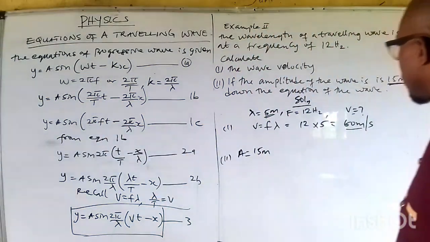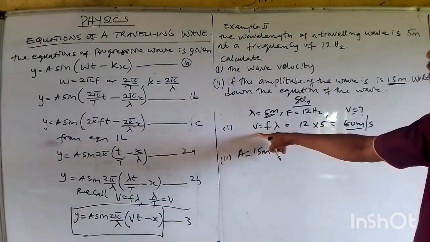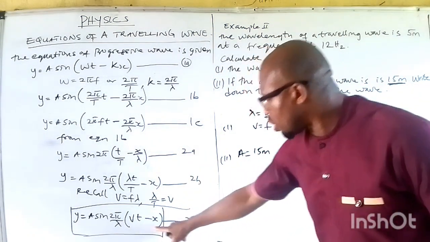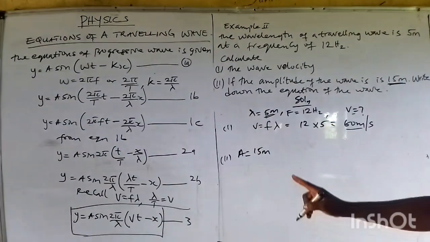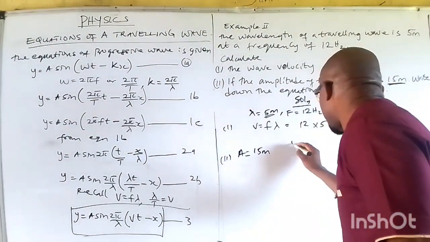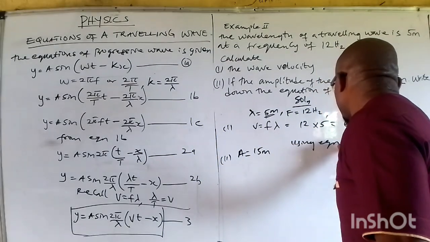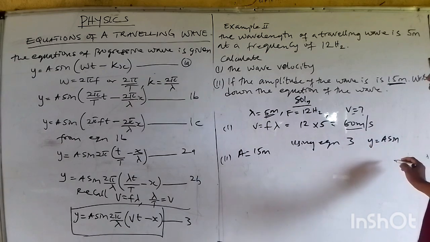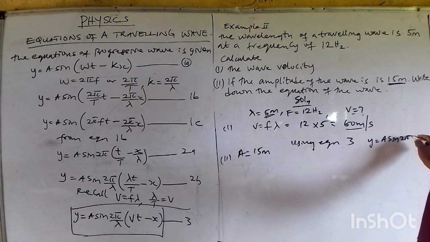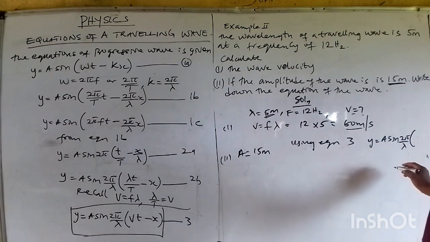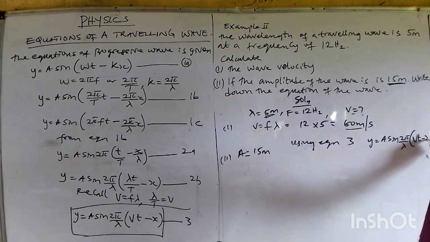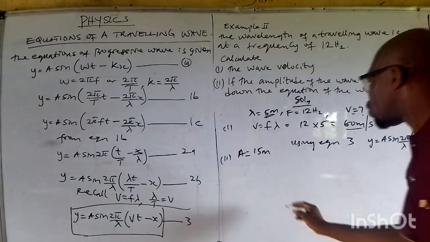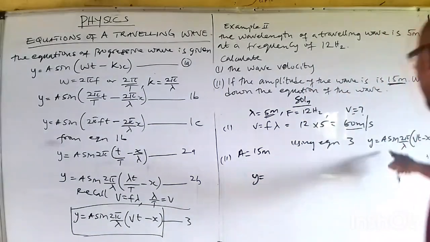All we need to do is, since V is given, none of them has V apart from equation 3. So we can use equation 3. So using equation 3, we have that y is equal to a sine 2 pi all over lambda, times vt minus x.